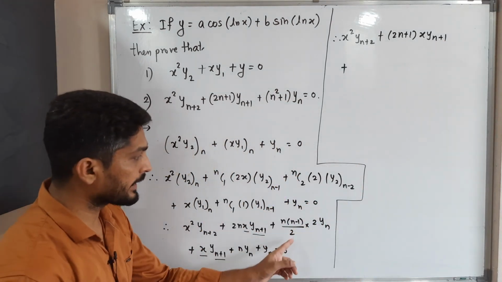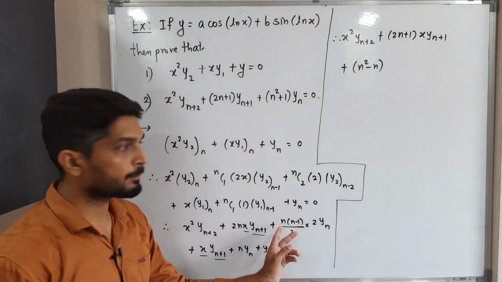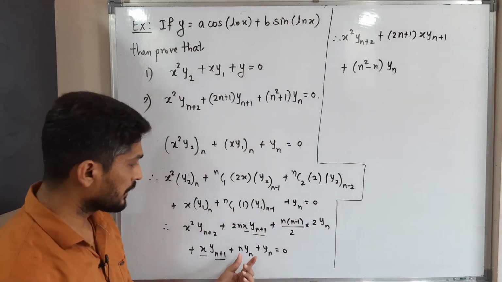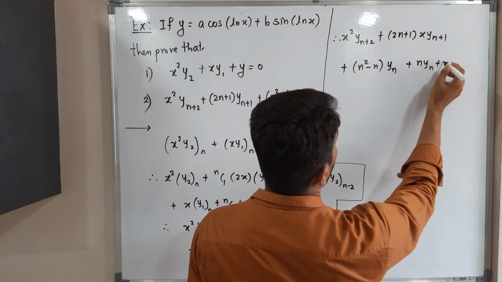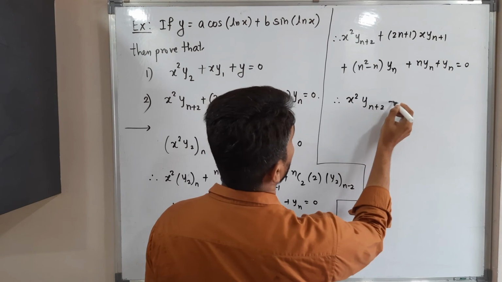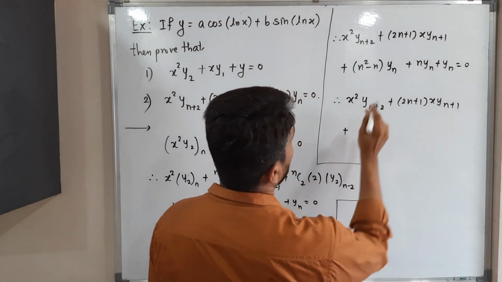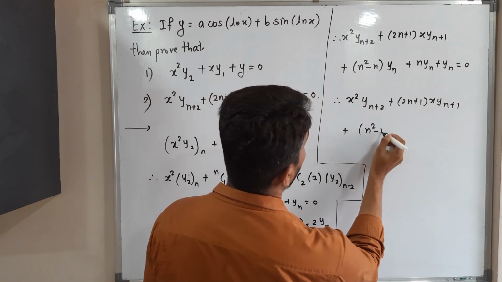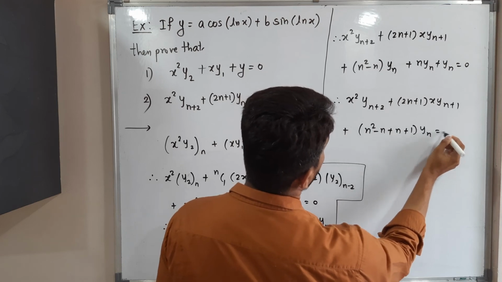Let us simplify it. 2 will get cancelled. This bracket will be n square minus n. I solved this one. I multiplied each term by this n and 2 cancels. That means yn. Here what will happen? Let me write as it is. N and y is equal to 0. So therefore x square yn plus 2 plus 2n plus 1 x yn plus 1. Can I take yn common? Yes, definitely we can take yn common. So we will have n square minus n. Here also we can take yn common, and if you take yn common, you will have 1. Yn is equal to 0.